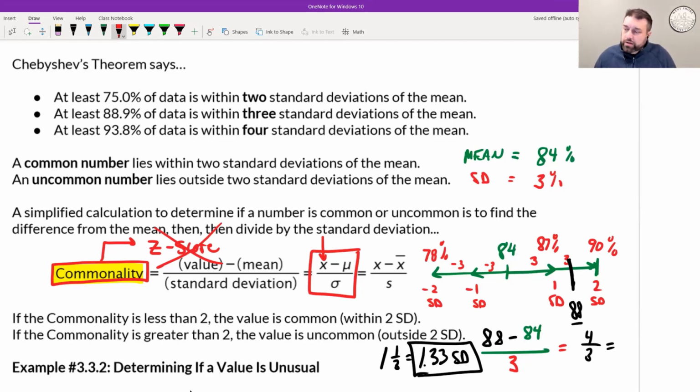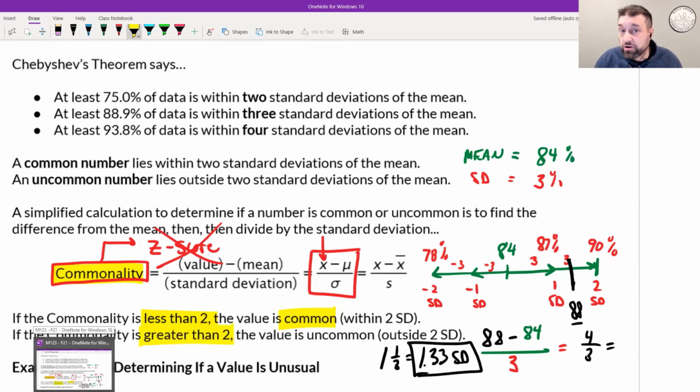And so what Chebyshev's theorem says is if your commonality is less than 2, then you have a common value. It's a familiar value. It's not that far away. But if your commonality is greater than 2, if you're more than 2 standard deviations above the mean, then this would be called an uncommon number. Okay. And the threshold is 2 standard deviations above and below the mean.